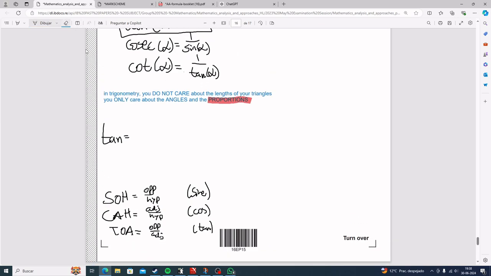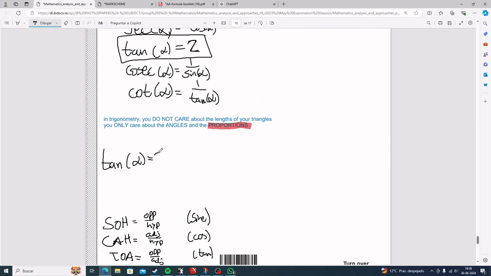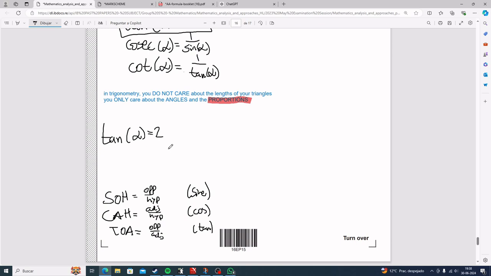Basically, because tangent alpha equals 2, you can basically say that opposite over adjacent equals 2. Now, because you do not care about lengths of triangles and you only care about the angles and proportions, from here you can think, okay, so opposite divided by adjacent has to equal 2, so the most obvious explanation is that opposite equals 2 and adjacent equals 1.